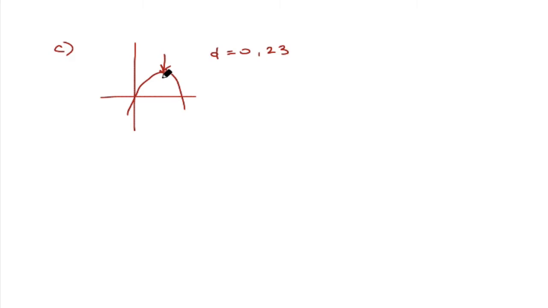And the vertex we know is the midpoint between the x-intercepts, so let's find that. We'll add them together, divide by 2, and we'll get 23 over 2. And then let's find the height at which this occurs. So we'll plug it into our formula.